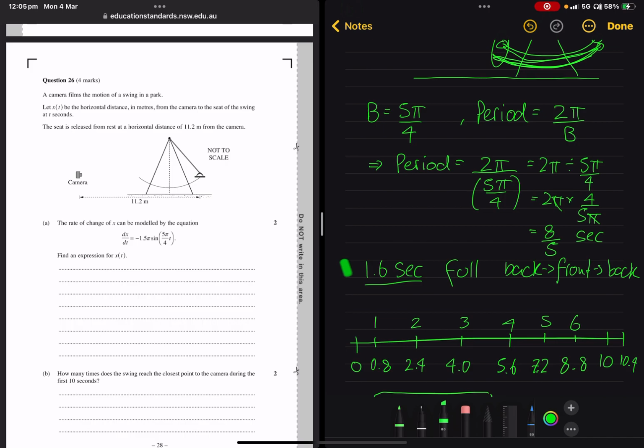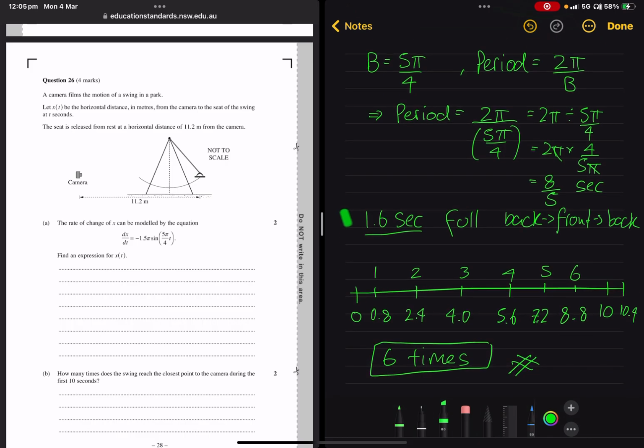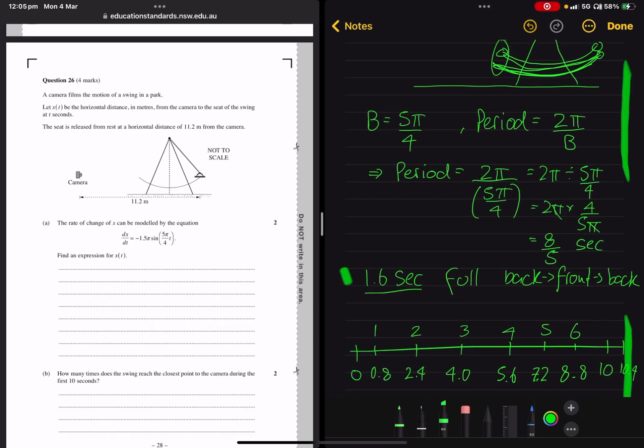In terms of the marking, you will get 1 mark for having 6 times, and you will get 1 mark for sufficient working that gets you there. And you could do this various different ways. You could try doing this using a graphing technique. You could try doing this by finding and solving for the period. Anything that gets you the answer which is mathematically correct. So this is how we do part B.